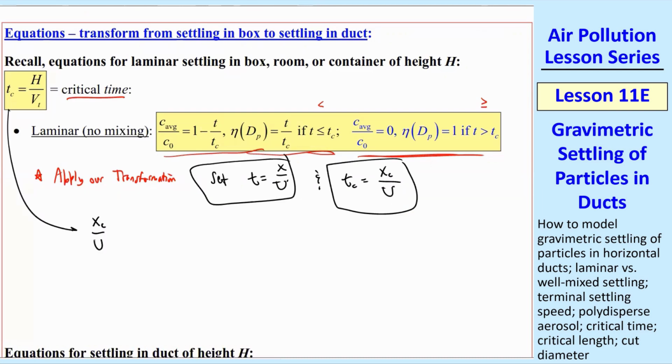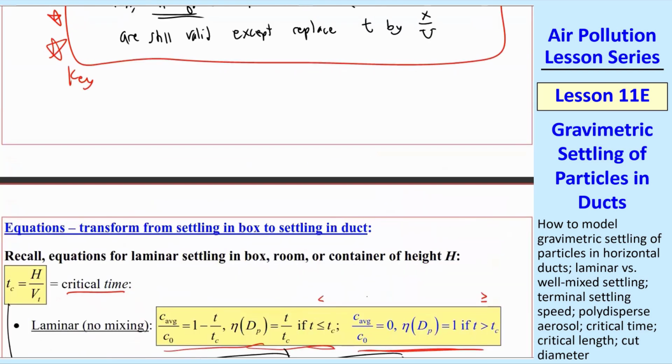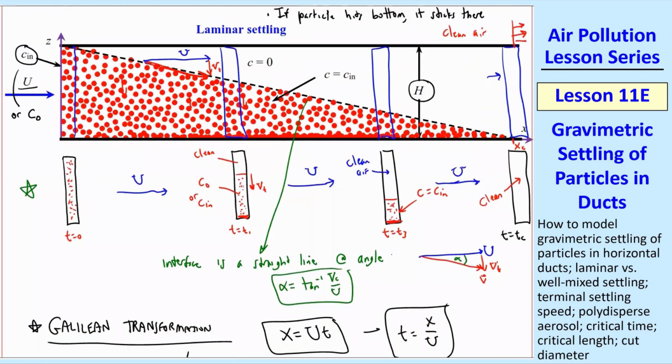So let's plug that in. Tc is xc over u, and that's h over vt. So we have an expression for the critical length, xc, is hu over vt. This is now the critical length where we used to have a critical time. Physically, this is the x location from the beginning of the duct to this location here, xc. This is the location where all the particles have now fallen to the bottom of the duct. And then from there on, it's clean air, as I've already said.